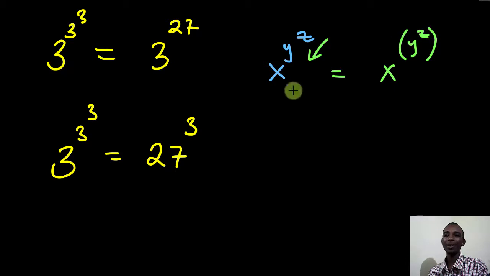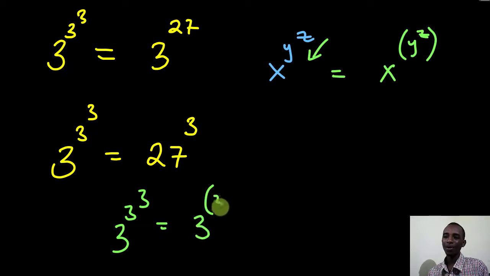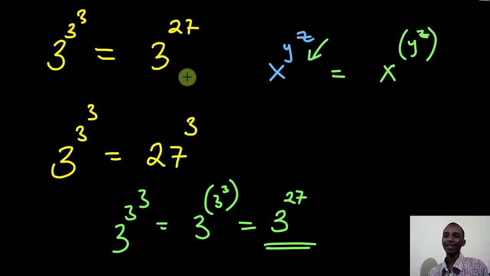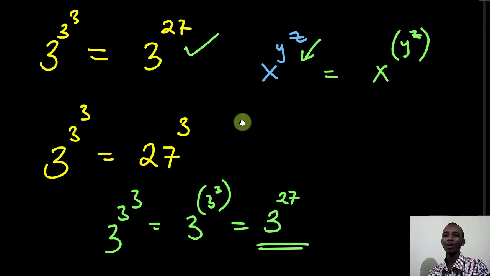and then x to the power whatever answer I get here. So in the case of 3 to the power 3 to the power 3, I have to begin from the top part, which gives me 3 to the power 27. All right, so this is the answer that we get. This is the correct answer, and this rule works for all numbers.